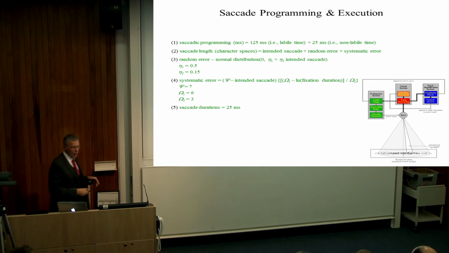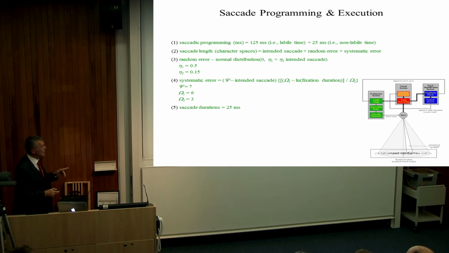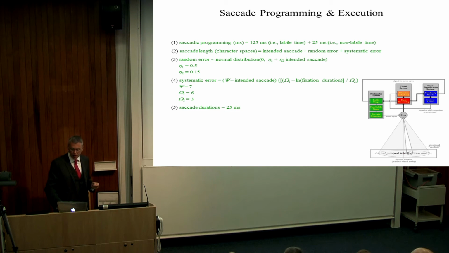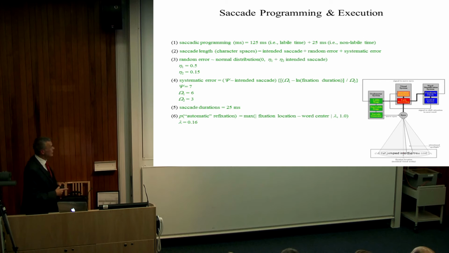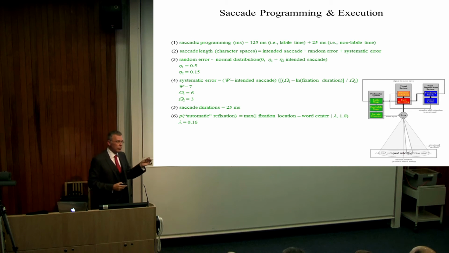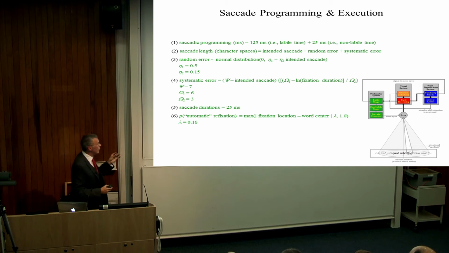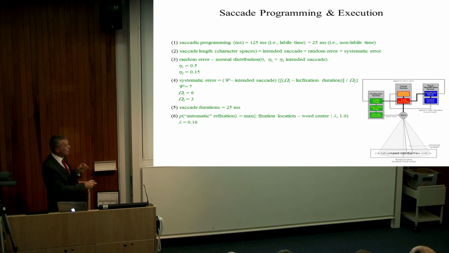Okay. 2 more equations. One is just that the saccades themselves, the actual physical movement of the eyes, takes on average 25 milliseconds. And then finally, there's an assumption that when the eyes initially land on a word, there is a certain probability that an automatic corrective refixation saccade will be initiated. And that probability varies as a function of the absolute distance in terms of character spaces between the fixation location and the center of the word that was just fixated.